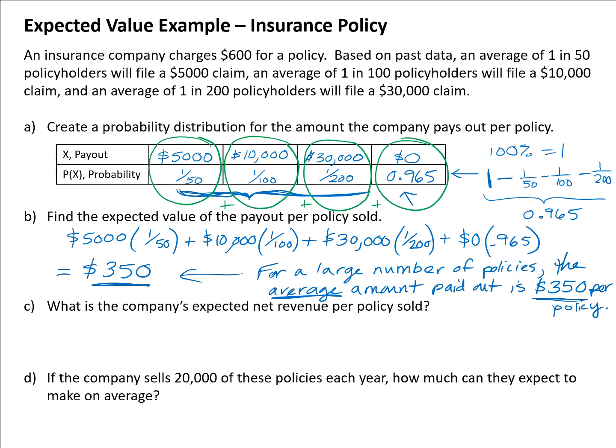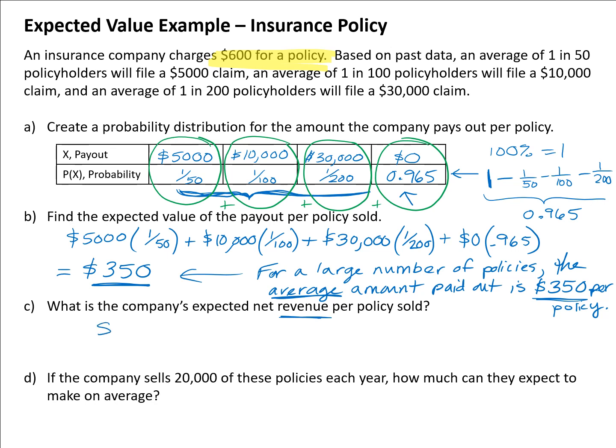That's what they're going to pay out. Now, what's the company's expected net revenue, though, for each policy? There's one piece of information we hadn't looked at yet in this scenario, and that was the very first sentence. Up here it said that the company charges $600 for a policy. That's what they charge everyone.